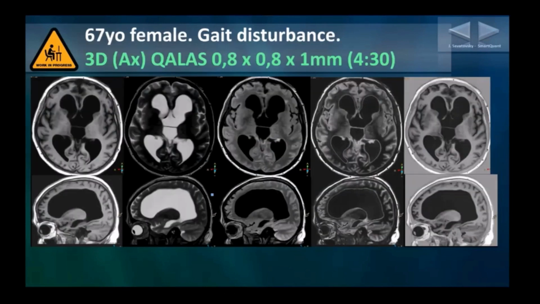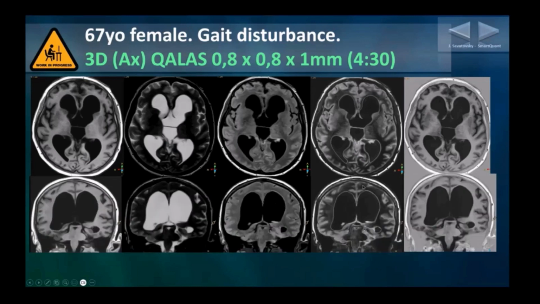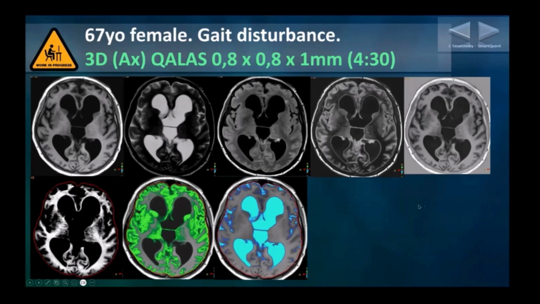So here's one example to display that the 3D sequences also have quantitative capabilities. This is a 67-year-old female with gait disturbance, and you can see that she has hydrocephalus. You can see the synthetic weightings and the sagittal reformats. As you can see, it's an isotropic voxel that can be reformatted in any plane. So basically, in one single sequence, I get everything that I need to assess both parenchyma and ventricles, and I will get for free all those segmentations and additional myelin maps.